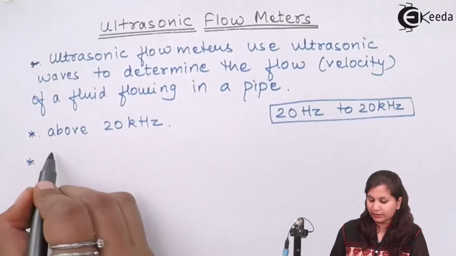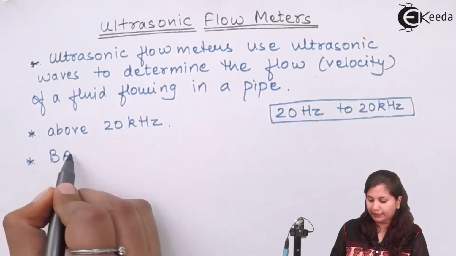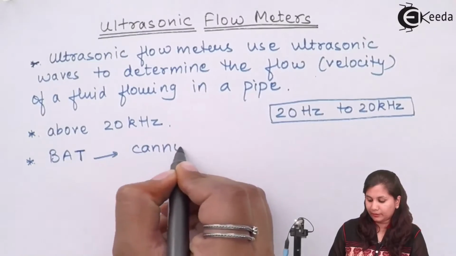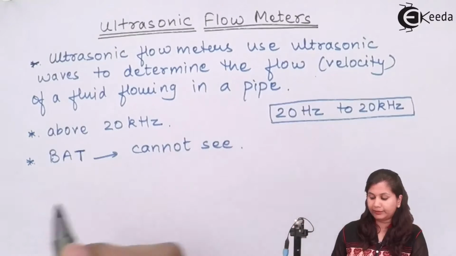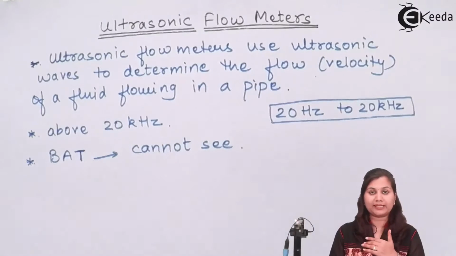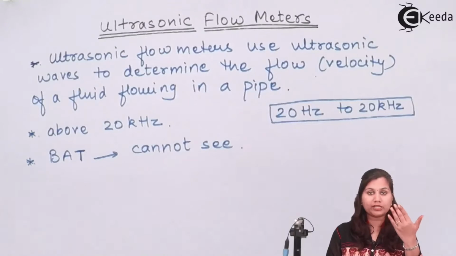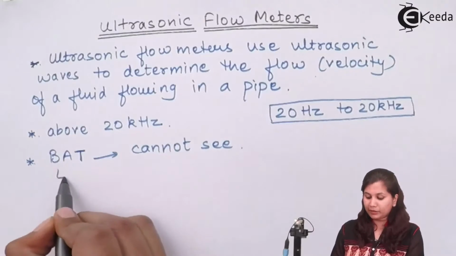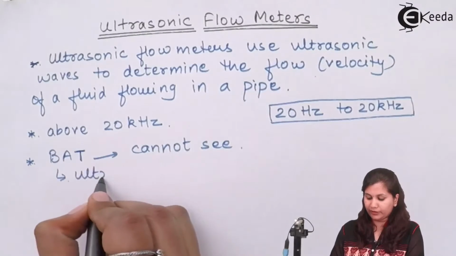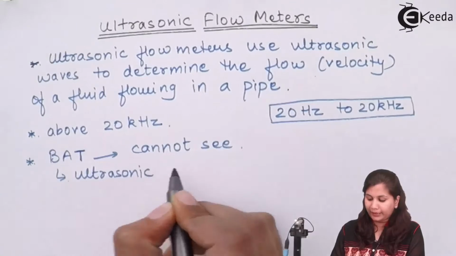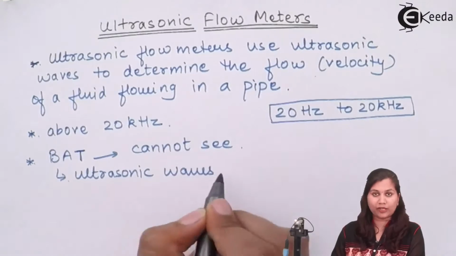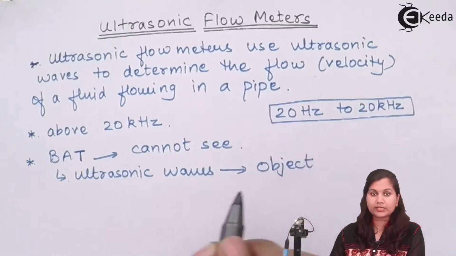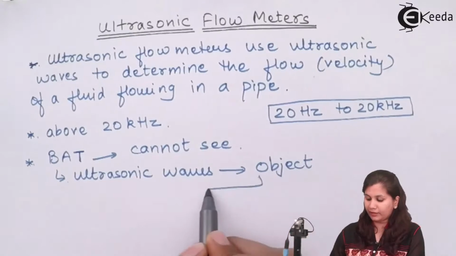Now take the example of the animal bat. We all know that the bat cannot see. So how does the bat determine the distance, or determine that any object or obstacle is there in between? So this animal also uses the ultrasonic waves. The bat emits ultrasonic waves, and when these waves strike any object or any obstacle, they hit the object and then reflect back.